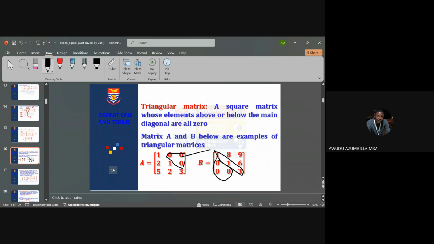This is also a form of triangle. So you take this one and this. It's a form of triangle. The zero parts are all in the form of a triangle. So if you have that nature of matrices, we call it a triangular matrix. Yes, this is a triangular matrix. This is also a triangular matrix.